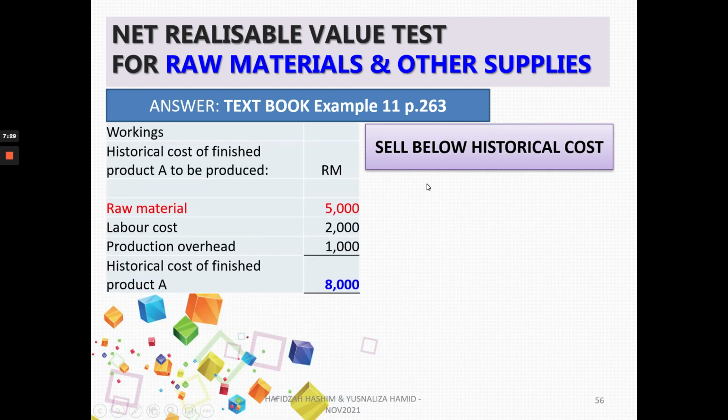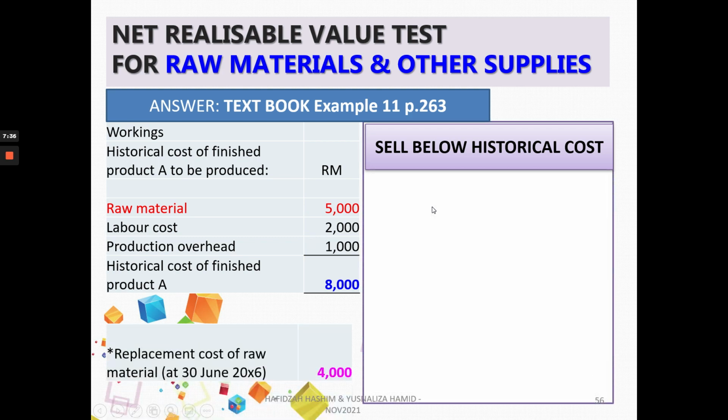The next one is where it is sold off below historical cost, which, if you can still recall, was 6,500. But let's just do this again. Historical cost of finished product A was 8,000. And from the information in the question, I have extracted that the replacement cost of raw material was 4,000. Remember, according to the standard, the best measure of NRV for the raw material is the replacement cost of the raw material itself. Here it is 4,000.